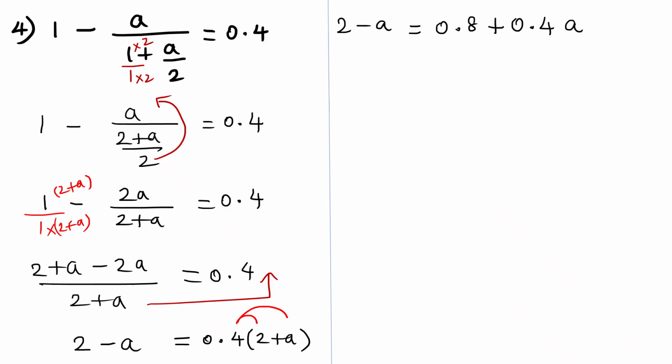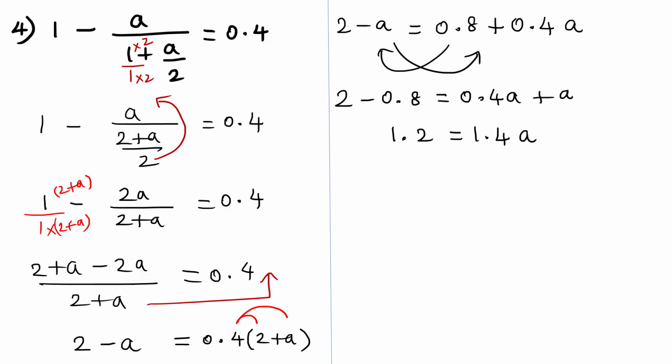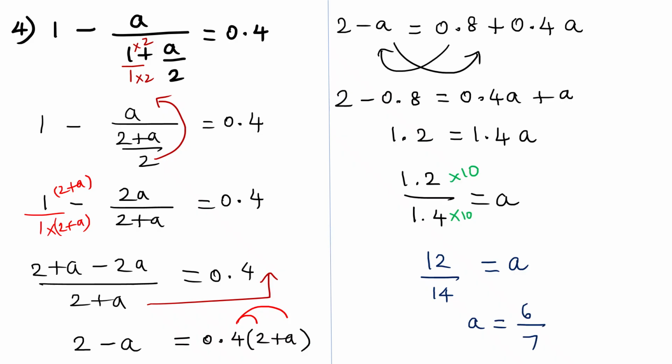Then collect all the variables to one side and constants to the other side. So now I'm going to bring this value here and that value to the other side. So you may get 2 minus 0.8 and 0.4A plus A, which results in 1.2 is equal to 1.4A. I'm going to get 1.2 by 1.4 as the A value. Now to remove the decimal, I'll multiply by 10, right? So now it results in 12 by 14 as the A value. So A value will become 6 by 7.